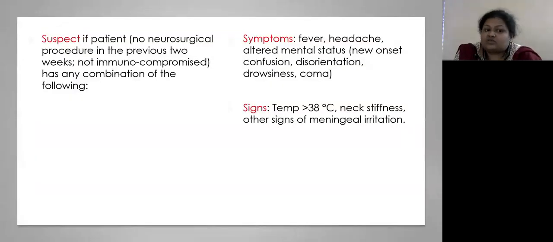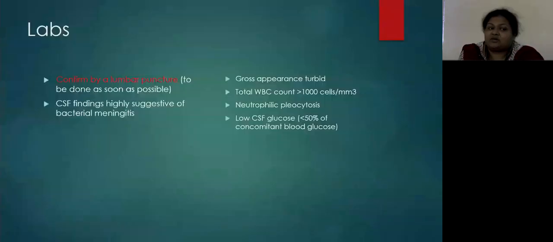So, in a person who's had a procedure, like we said, suspect meningitis if the patient has fever, headache, altered mental status, and the organisms that you must keep in mind, other than the normal ones, are gram negative organisms. What will you look for in the labs? You will do a lumbar puncture. You must do it as soon as possible, and things that you must look out for: is it looking turbid? Is the WBC count more than 1000? Is there a neutrophilic pleocytosis? Is the CSF glucose low?